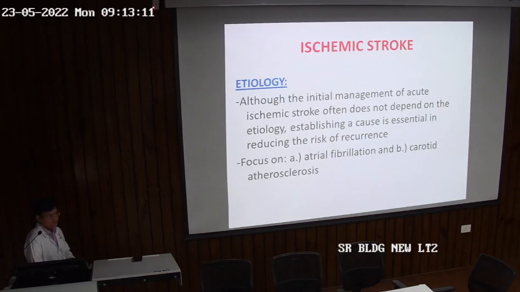So why are we bothered about the etiology? Because when a patient comes to you with an ischemic stroke, the management is similar regardless of the etiology, but establishing a cause is essential in reducing the risk of recurrence. And our main focus is on two things. First is atrial fibrillation, second is carotid atherosclerosis. These are the two most common causes of ischemic stroke. Apart from these two major causes, there are other causes also which will be discussed later on.